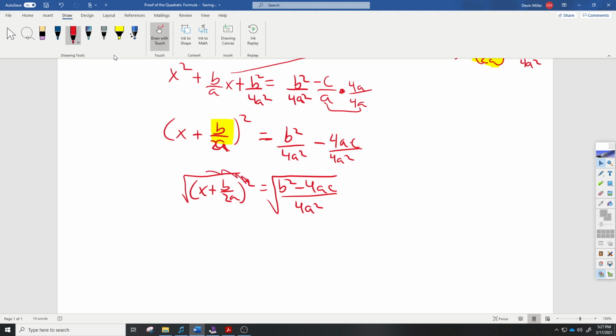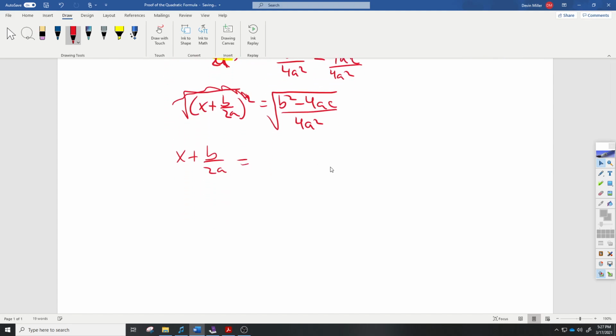We don't have this anymore. We just have x plus b over 2a equals, when we square root this, like I said, we're going to get a positive and a negative. So I'm going to put plus minus, the square root. The top we can't really do anything with. We'll keep this b squared minus 4ac. The bottom we can square root. So off to the side, I'm going to square root 4a squared. The square root of 4 is 2. The square root of a squared, believe it or not, the square crosses out with the 2 there. This becomes a.